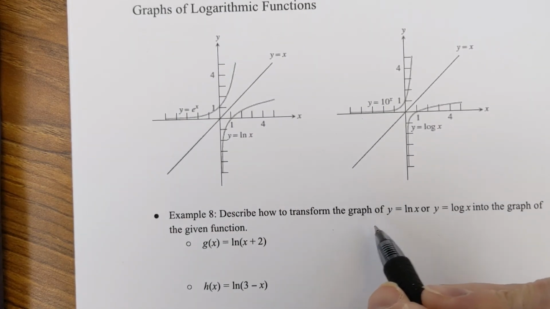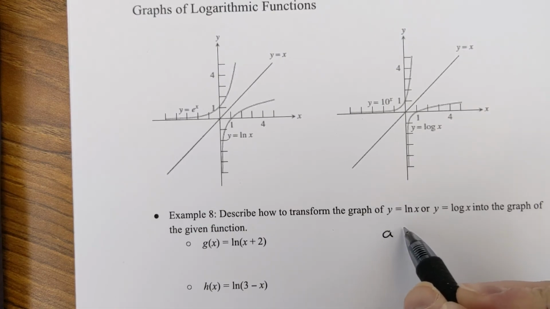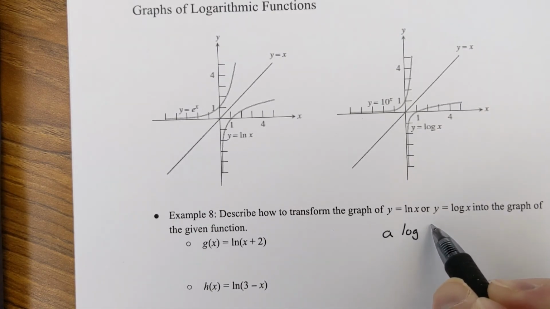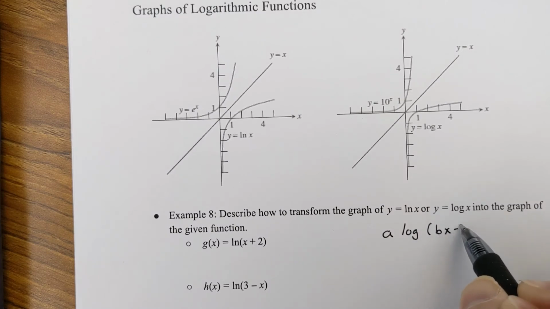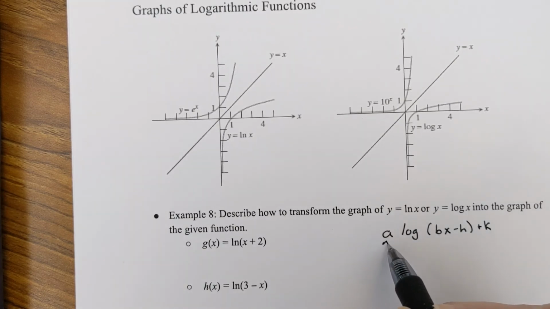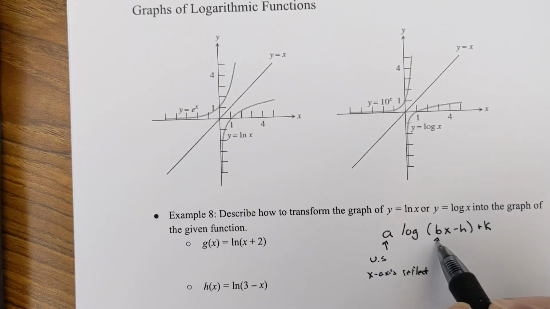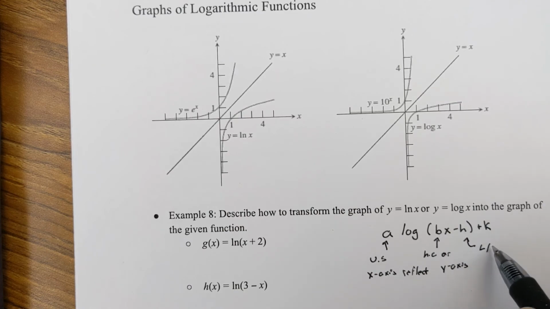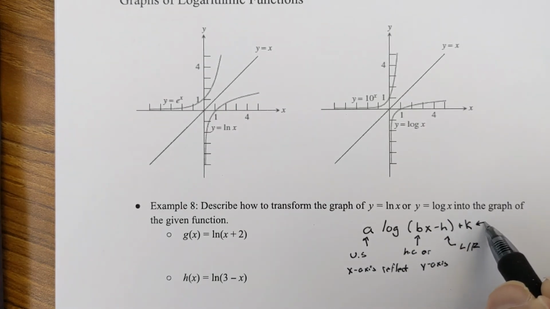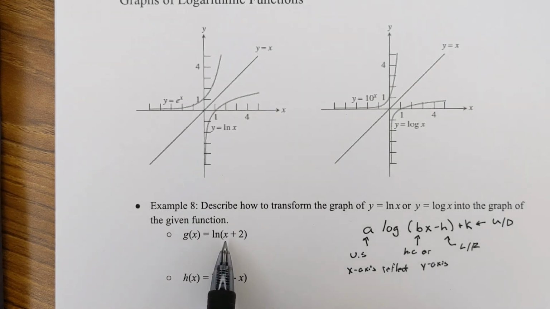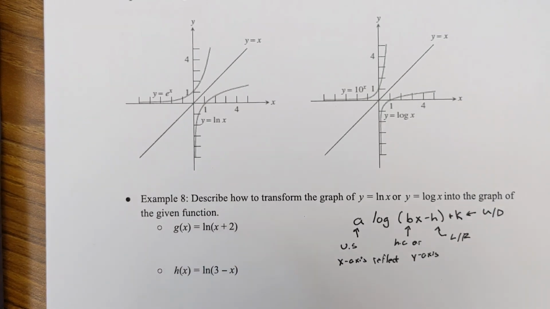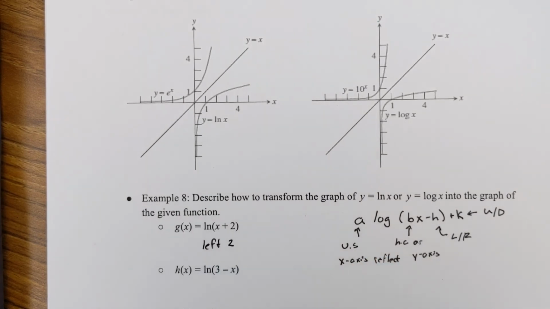Typically you have, if you want the generic version, a log or ln of b times x minus h, plus k. So a controls vertical stretch or x-axis reflection if it's negative. B is horizontal compression or y-axis reflection if it's negative. H moves the graph left or right, the opposite of what it appears, just like always, and k moves the graph up or down. So this one I have a +2, so I have an h value, so it looks like it should go right 2, so this one goes left 2.